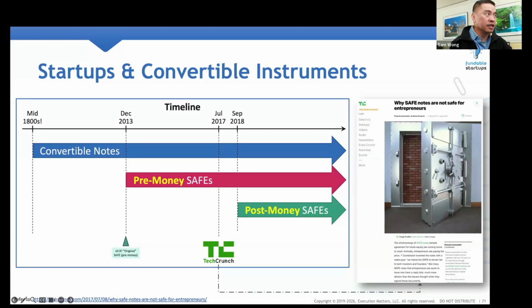So again, December 2013 was when the first safe was released. Then version 1.0 was September 2018. And if you remember from the slide all the way at the beginning, there are other incremental changes. Version 1.1 was released in 2021 and 1.2 was released in 2023. But hopefully that helps illustrate the naming confusion here.